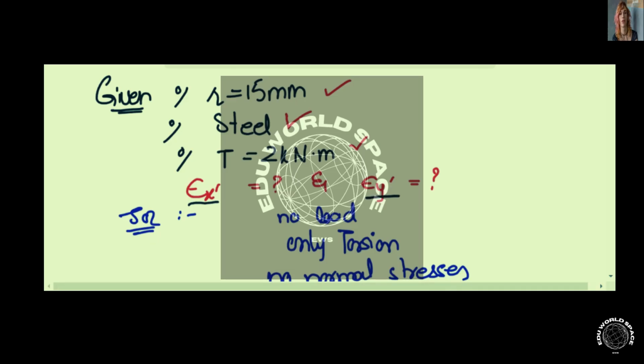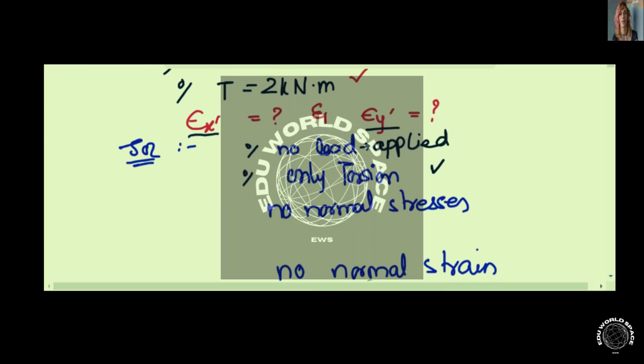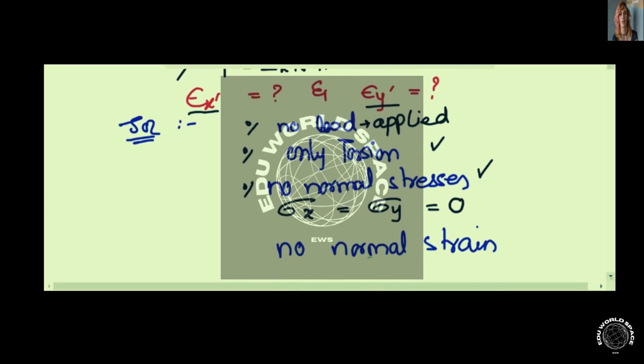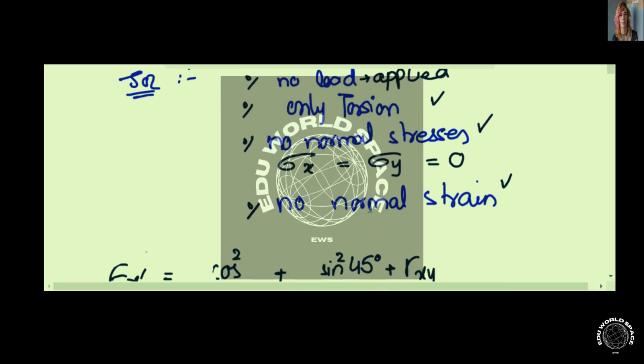Now, the thing to note over here is that as there is no load that is being applied over here, right? So it means that if there is no load, there would be only torsion present. And as there is only torsion present, it means that there would be no stresses. It means the stress in the x direction is equal to the stress in the y direction, and that is equal to 0, right? And if there is no stress, it means that there is no normal strain, right? So it means that the strain in the x direction is equal to the strain in the y direction, and that is equal to 0, right?